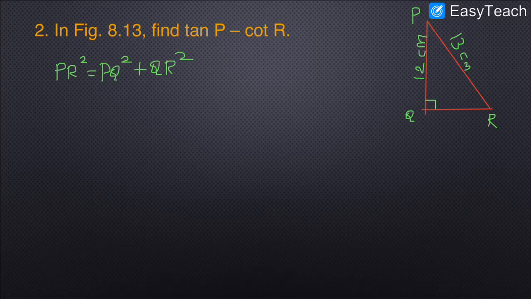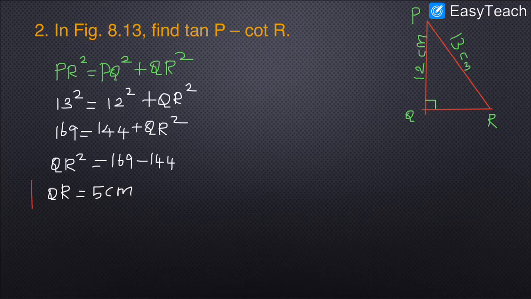Hypotenuse square, which is PR square, equals PQ square plus QR square. Let me substitute the values: 13 square equals 12 square plus QR square, which we need to find. After substitution, I found the value of QR. Hope you understand till here. The next step: I am going to find tan P and cot R separately, and then subtract these two later.